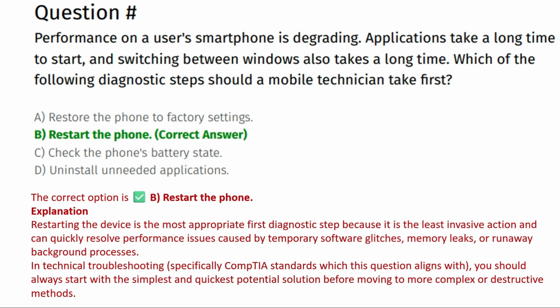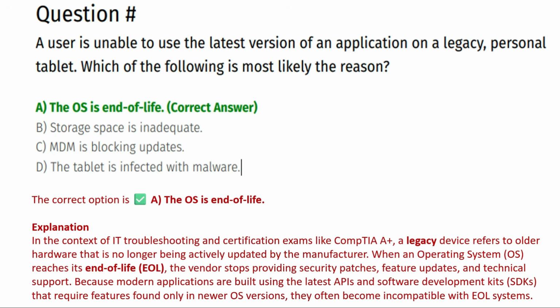Restarting the device is the most appropriate first diagnostic step because it is the least invasive action and can quickly resolve performance issues caused by temporary software glitches, memory leaks, or runaway background processes. In technical troubleshooting, specifically CompTIA standards, which this question aligns with, you should always start with the simplest and quickest potential solution before moving to more complex or destructive methods. So that's why the correct answer for this question is option B, restart the phone. So let's move to the next question.